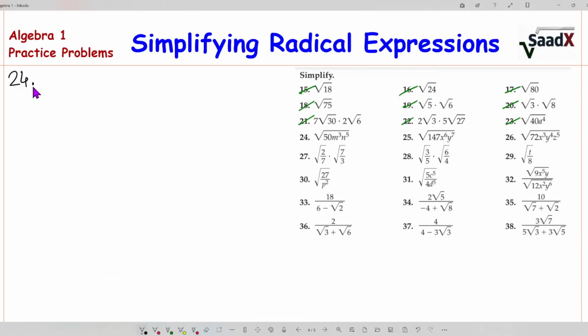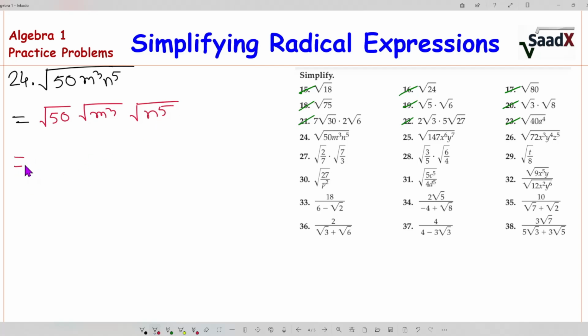Number 24. Here is root 50 times m cube times n to the power 5. All are inside the square root. Now look, one by one we try to solve this one. This is root 50. Here is root m cube. Here is root n to the power 5. Now look, this root 50 we can write what? Root of 25 times 2. This m cube we can write m times m square, right?